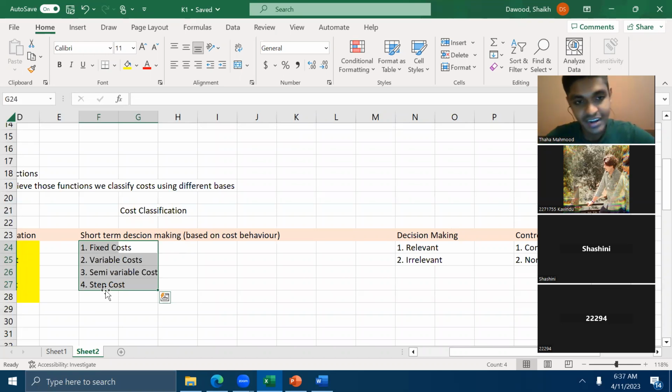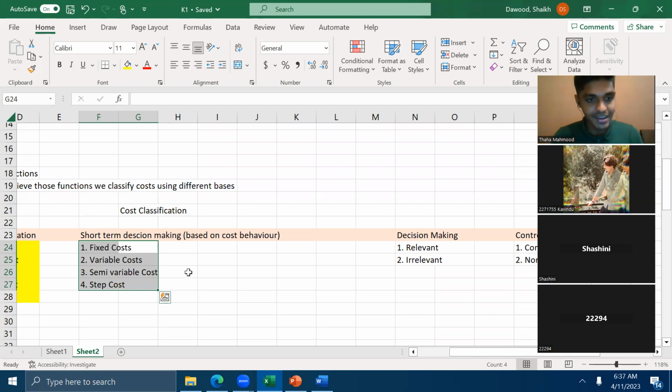Cost assignment, hopefully absorption costing. We can either continue or stop.